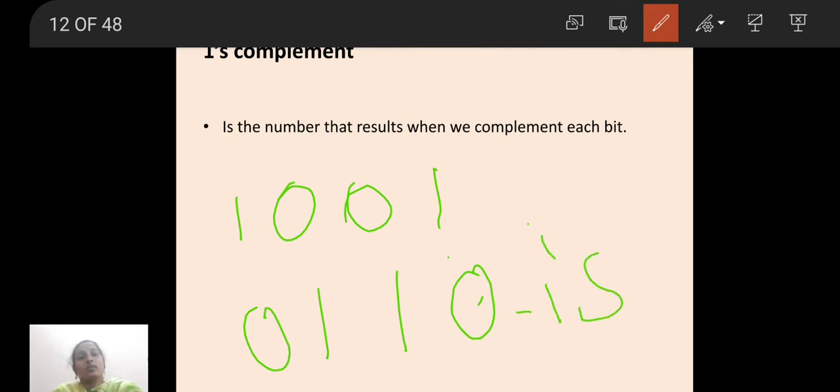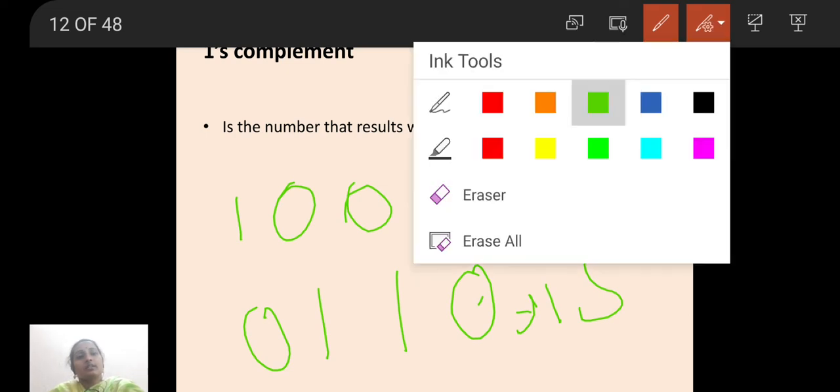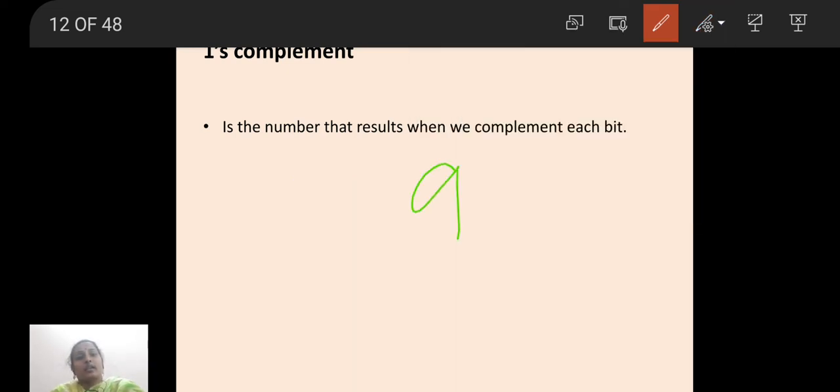This is ones complement. Sometimes in examination they also ask like this: find the ones complement of the number 9. So how can we find the ones complement? First you should convert it into binary.